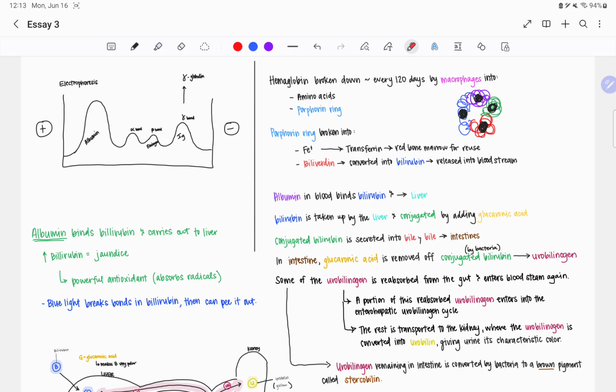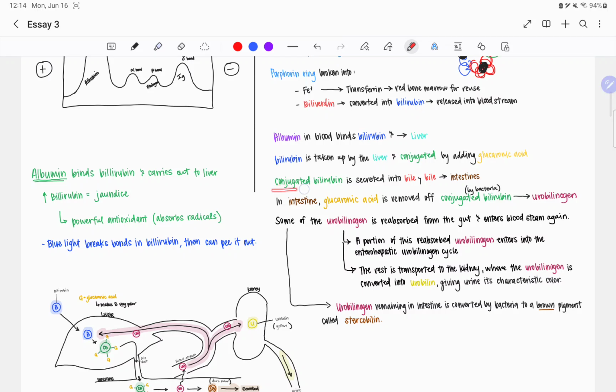So bilirubin makes it into the liver, glucuronic acid is added to the bilirubin, and it's now called conjugated bilirubin. Then conjugated bilirubin is secreted into the bile, or into the bile duct, which is then dropped into the intestines. Okay? Once in the intestines, glucuronic acid is removed by bacteria. So then it's no longer conjugated bilirubin, but is now called urobilinogen.